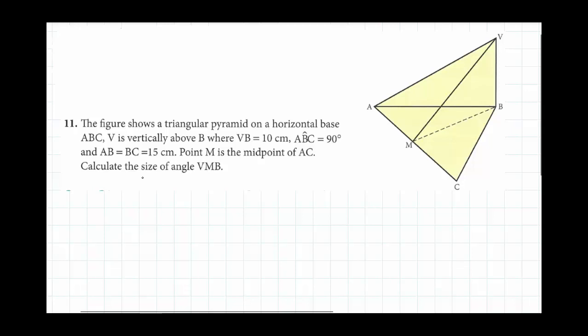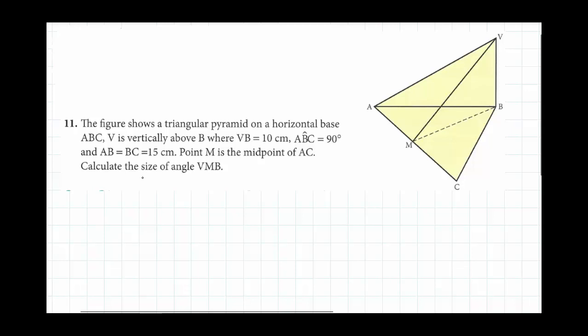This is Oxford Complete Mathematics, page 220, question 11. The figure shows a triangular pyramid on a horizontal base ABC. ABC is a horizontal base for this pyramid. V is vertically above B.